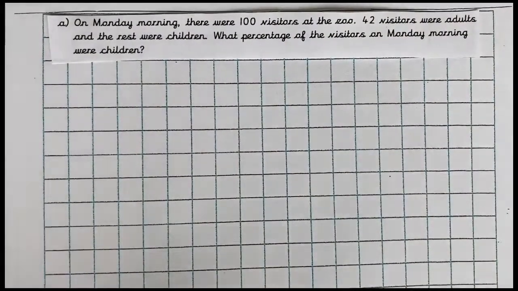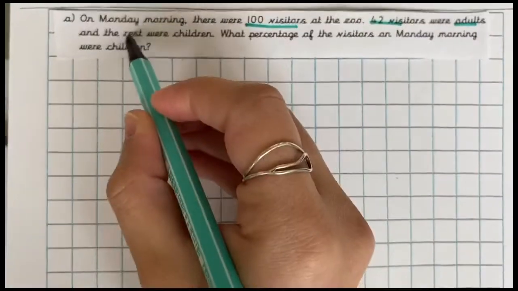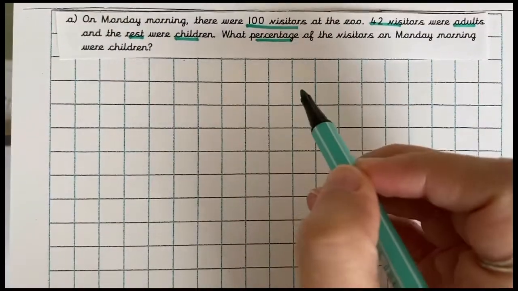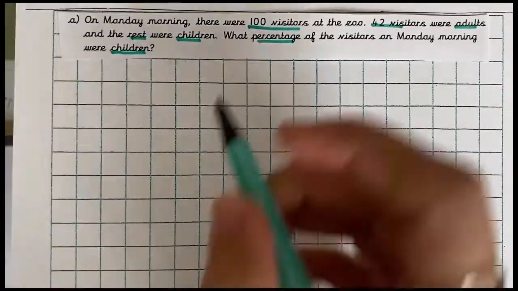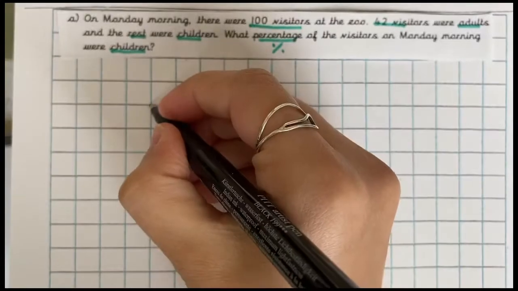Read and underline the keywords first. On Monday morning, there were 100 visitors at the zoo. 42 visitors were adults, and the rest were children. What percentage of the visitors on Monday morning were children? So the question here is asking for a percentage.